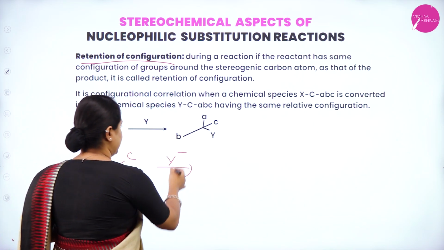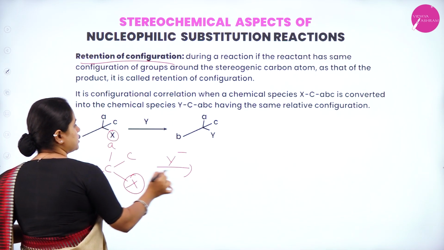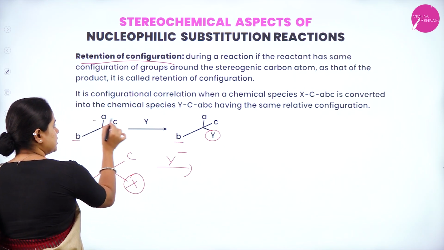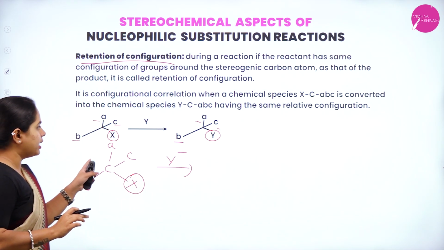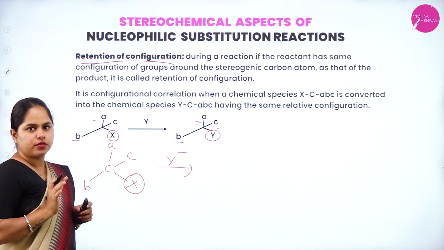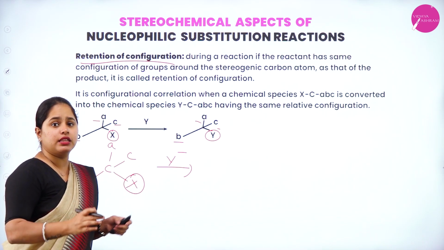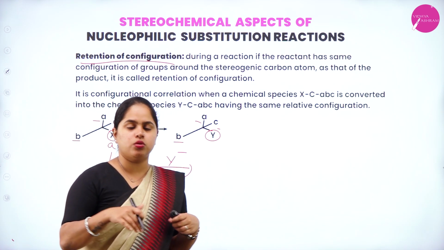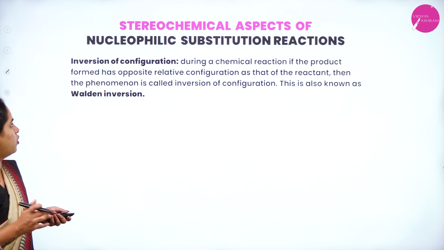And you can see here, the configuration is exactly the same. Instead of X, Y has come here. B is still here, A is still here, C is still here. Their positions have not changed. Only X is being replaced by Y. That is the only change happening. So this is what we say is retention of configuration. Only substitution is taking place. There is no change in the position of any other atom. So this is called retention of configuration.